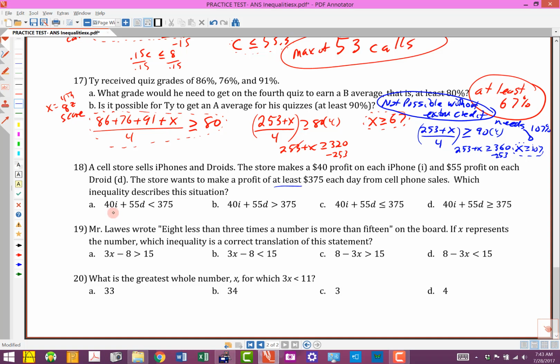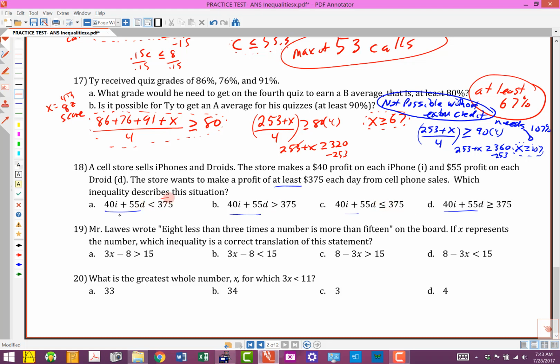So you'll notice the structure of these is all the same, and you might want to just think about why. 40 times I plus 55 times D. $40 profit on each iPhone, so 40 times the number of iPhones sold. $55 profit on each Droid, so 55D. So notice that this setup part here, every single one of those is the same. The question is, if the store wants to make at least $375, which of these describes the situation? So this is where their sales are less than $375. This is where their sales are greater than $375. Less than or equal to $375.